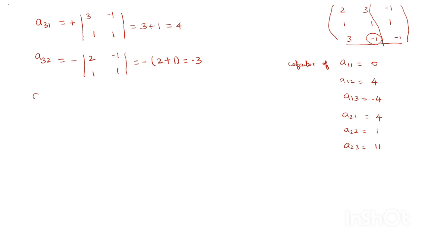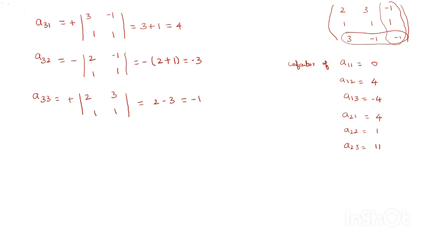And finally, you find the cofactor of A33 equal to the positive of the minor matrix of A33. So this time you remove the third row and the third column. So third column and the third row you remove. The remaining you can get 2, 3, 1 and 1, which is equal to 2 minus 3. So the answer is negative 1.